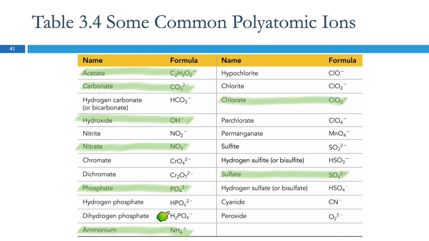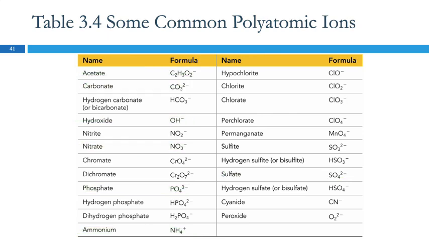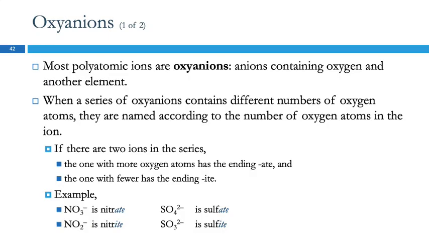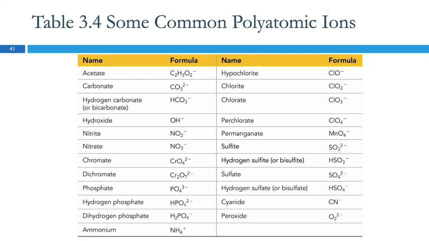Looking at these formulas, we see that most of them have oxygen in them. The ones with oxygen are called oxyanions. This guy down here is the one very strange one. It's a positive ion. Okay, the rest of these are all anions. So those oxyanions have oxygen and another element. And sometimes there's a series of oxyanions, like here, hypochlorite, chlorite, chlorate, and perchlorate.